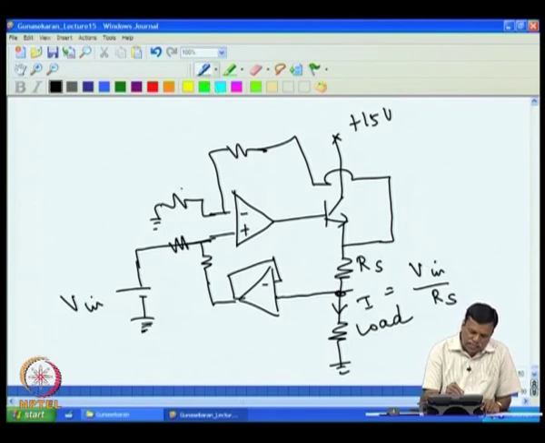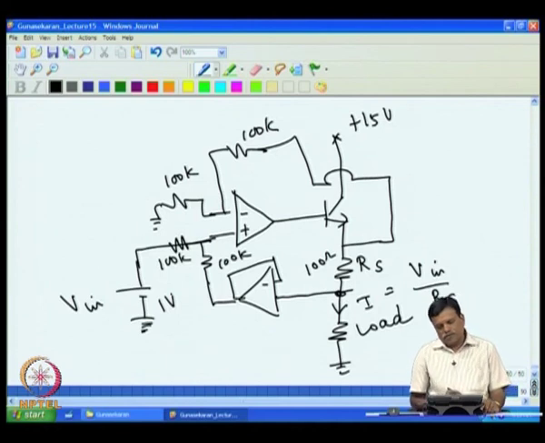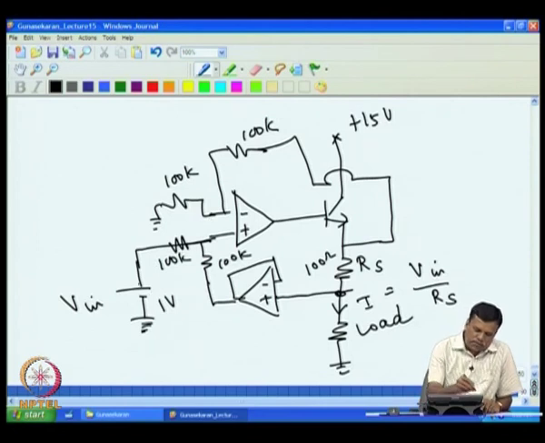For example, I put here 100K, I put this also 100K, this also 100K, this also 100K. So, I put here 100 ohms, and here for example 1 volt. Now, if you analyze the circuit, whatever be the voltage here, that voltage is actually coming here. The voltage at this point is applied to the inverting input terminal. So, this is the external voltage that we are applying.